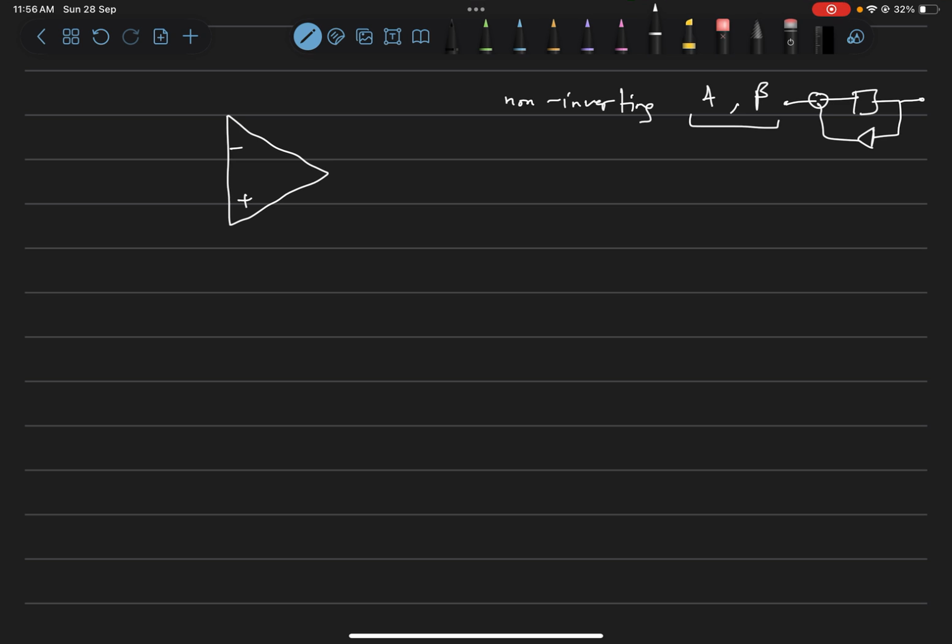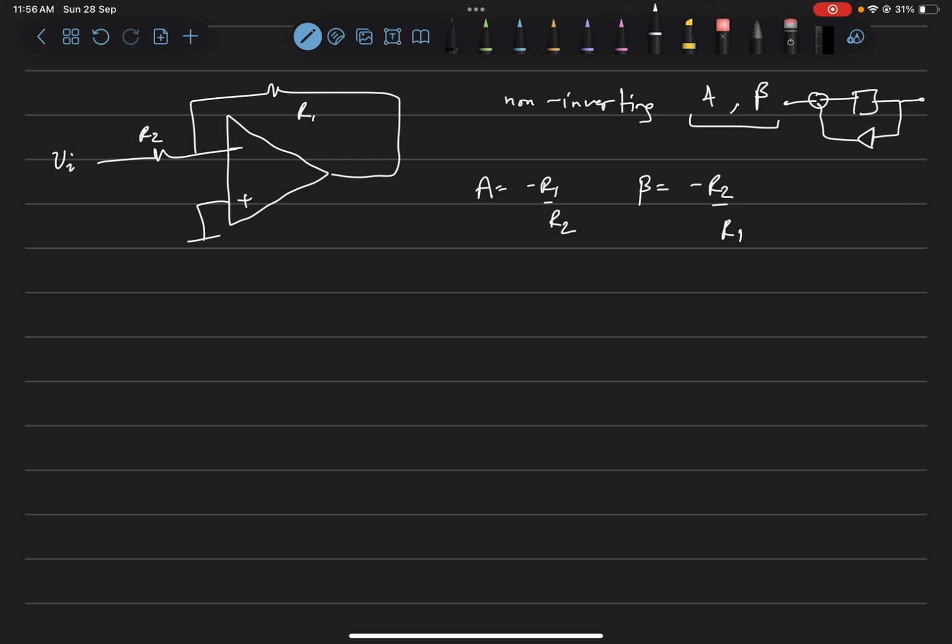So for the inverting amplifier, we have something like this. Let's say this is R1, this is R2, this is the input, and this is ground. So what we have in here is the gain is minus R1 over R2. So the feedback factor should be minus R2 over R1. And the loop gain, if you find out, it will be equal for both of them, for inverting as well as non-inverting. It will be R2 by R1 plus R2 times A.